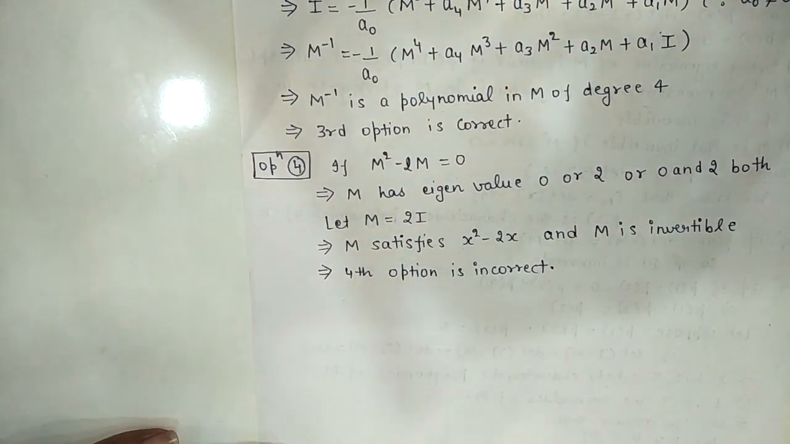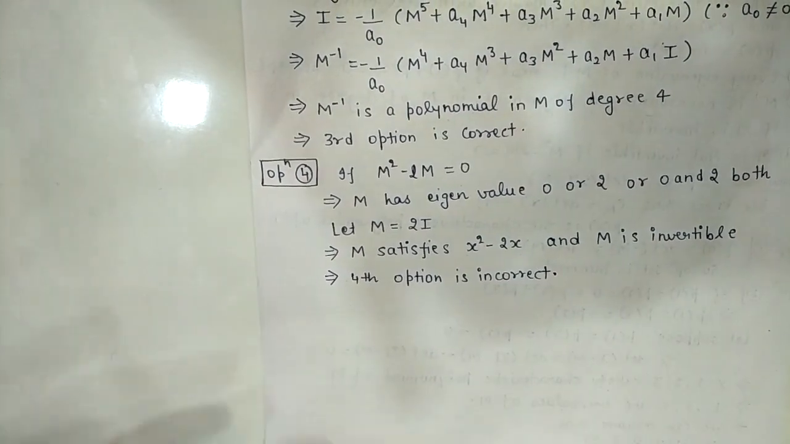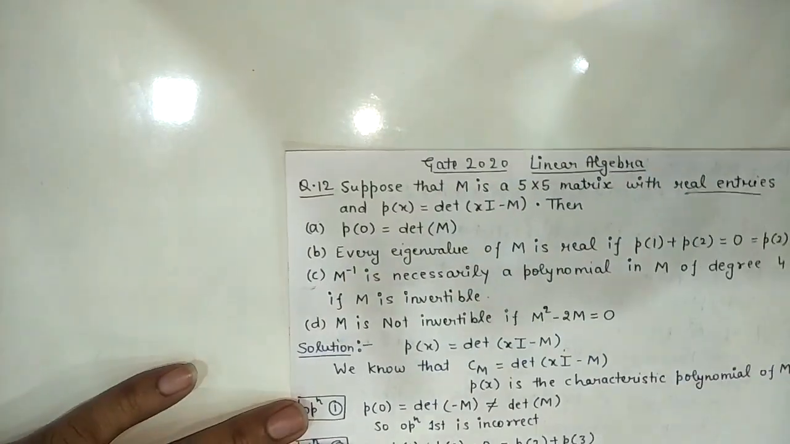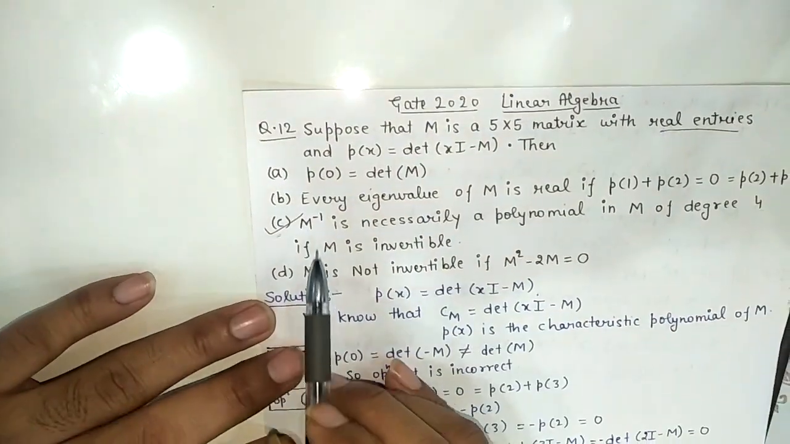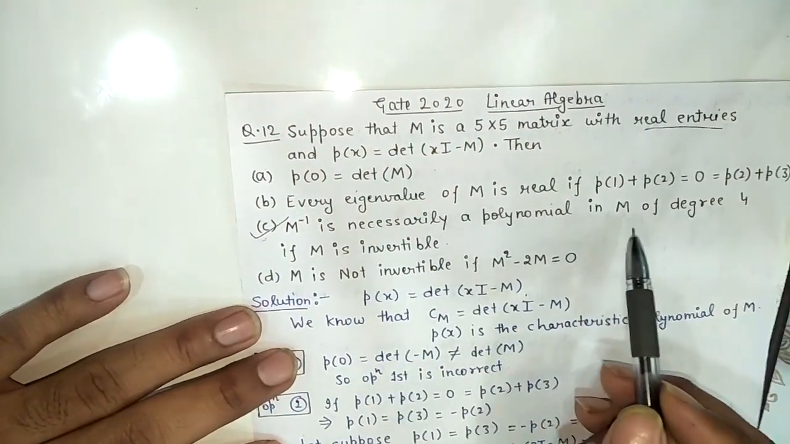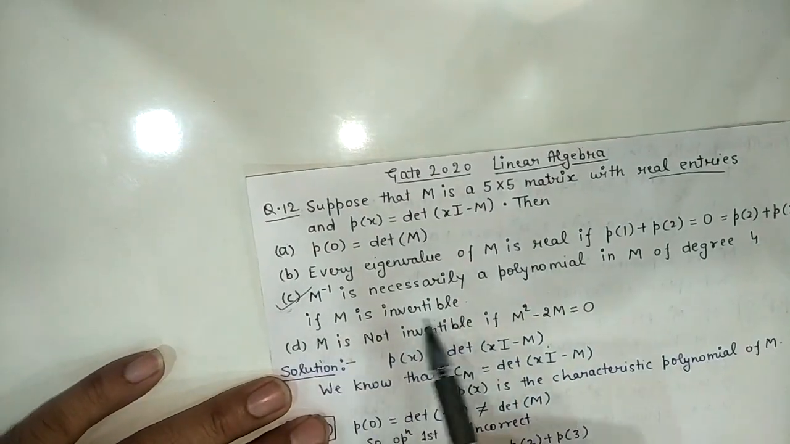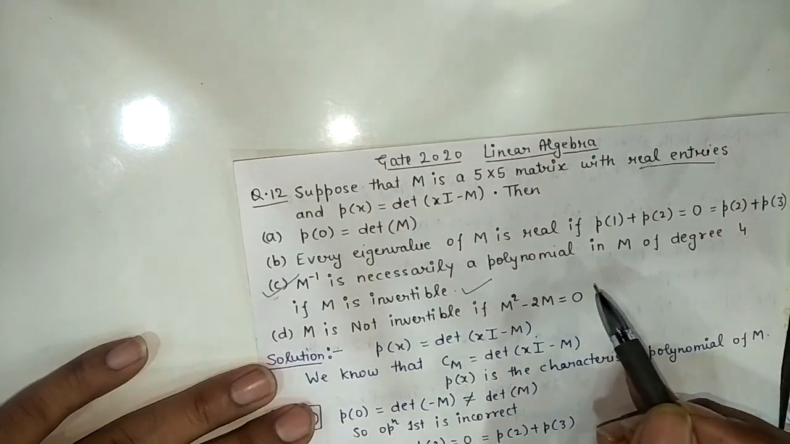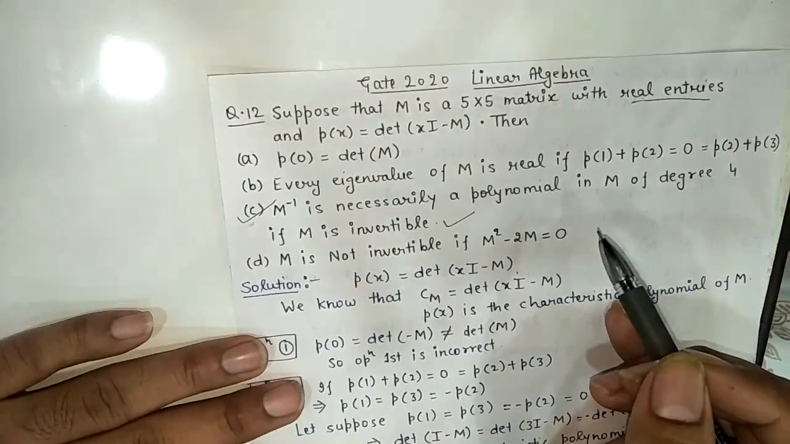So we proved that the first, second and fourth options are incorrect. The third option, M inverse is necessarily a polynomial in M of degree 4 if M is invertible, is true. It is the correct option. Okay, thank you.